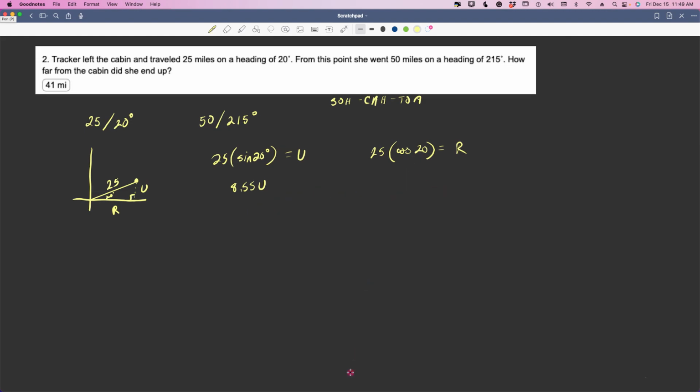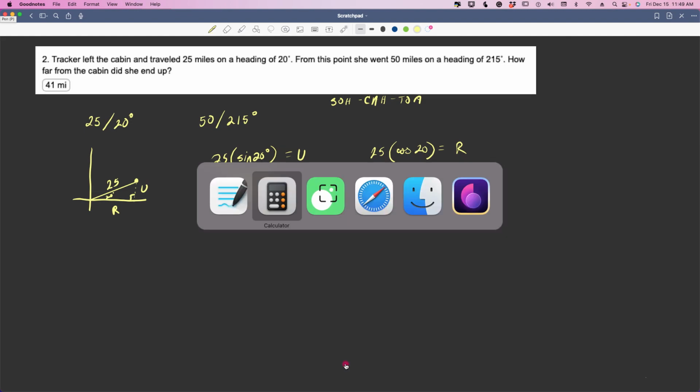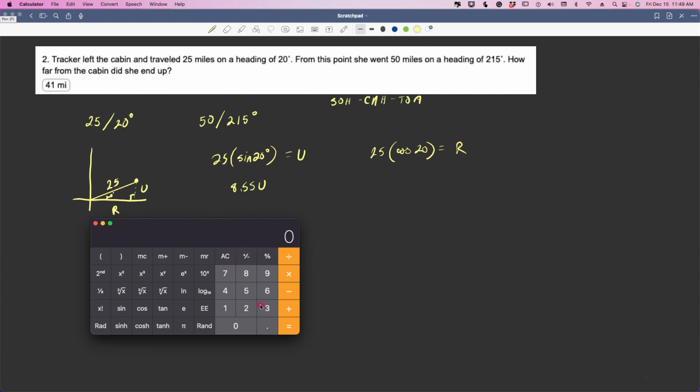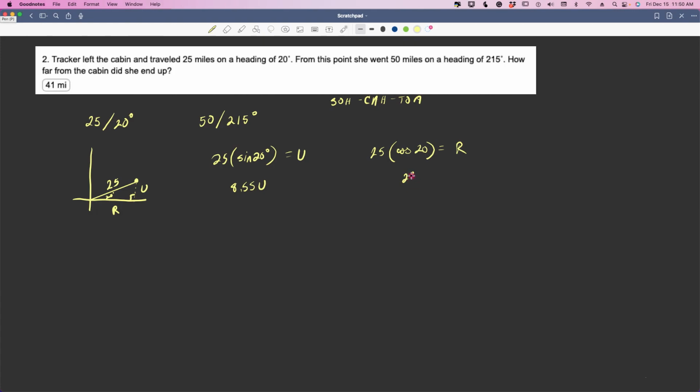And now we're going to do the cosine of 20. So let's get our calculator back up here. Clear that. So 20 cosine times 25. And that is 23.49, because this does not round up. So 23.49 r. And we know that we write these like this: the x value always comes first, and that's r. And then the y value, which is u. All right, so there's the first one.